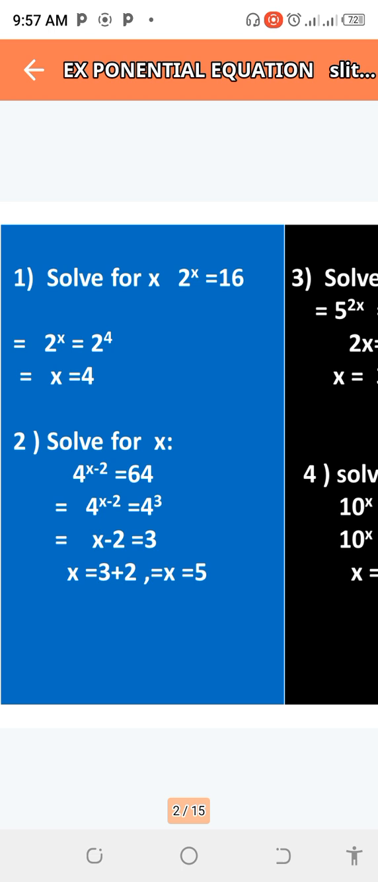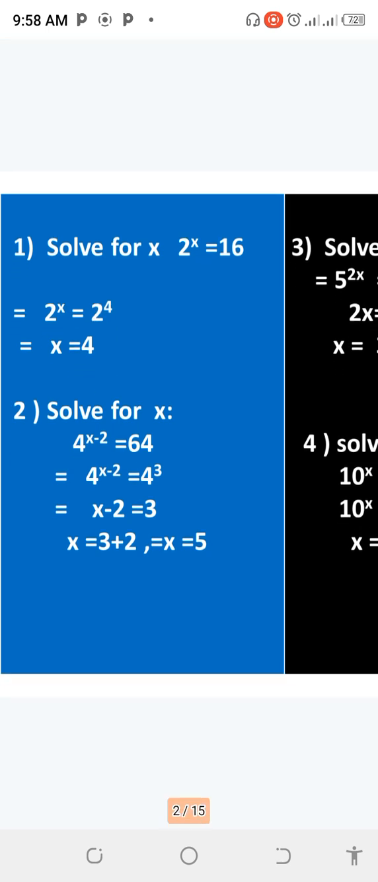So 2 exponent x is equal to 2 exponent 4. That means 2 will multiply itself four times to give you 16. Now, you discover at this point 2 exponent x and 2 exponent 4, the two bases are equal. What you need to do is to cancel the bases, and we are left with x equals 4. And that is the answer.